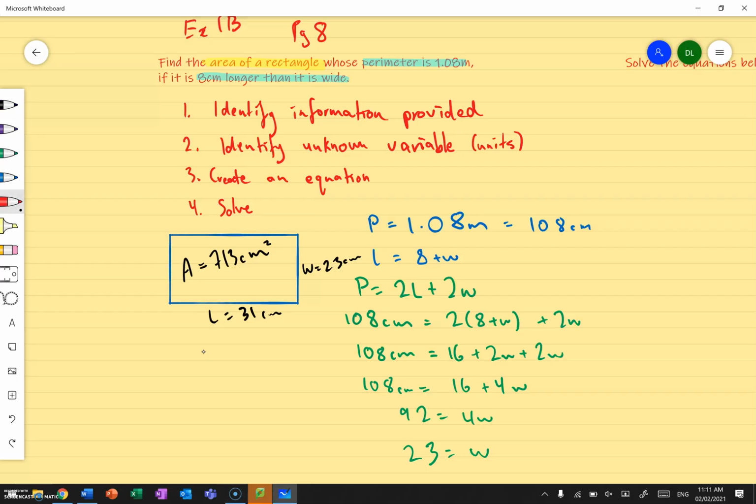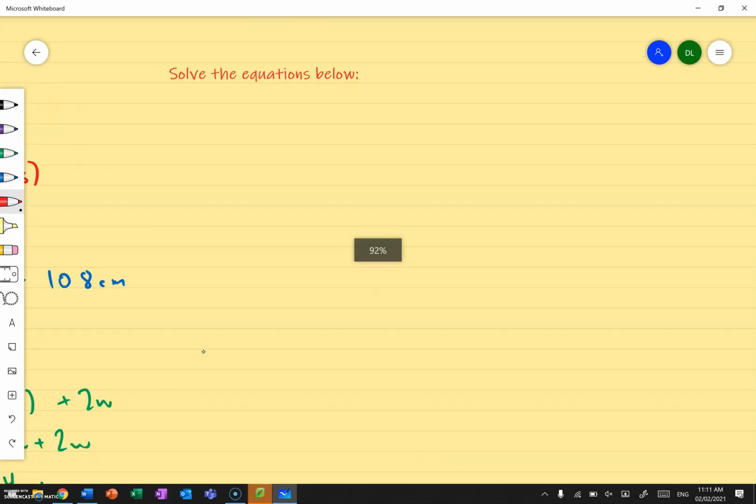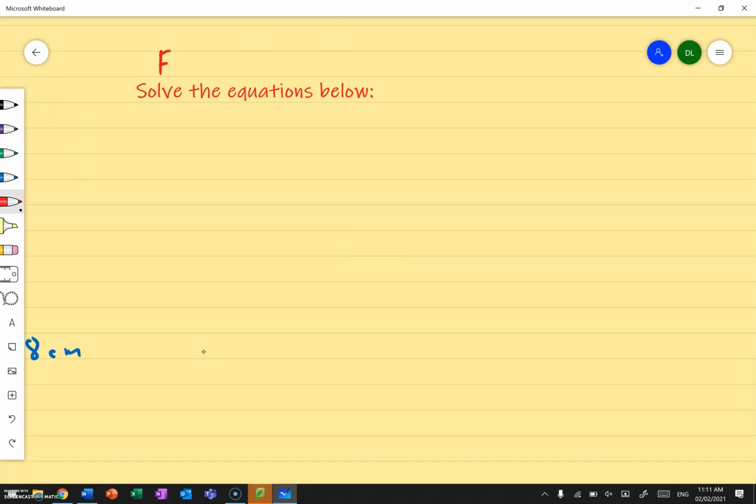So that was constructing linear equations on page 8. We're going to move on to exercise 1C. So exercise 1C is actually on simultaneous equations. You guys did some of that last year, yes? Yes? Lovely. Okay. So exercise 1C is on page 11.